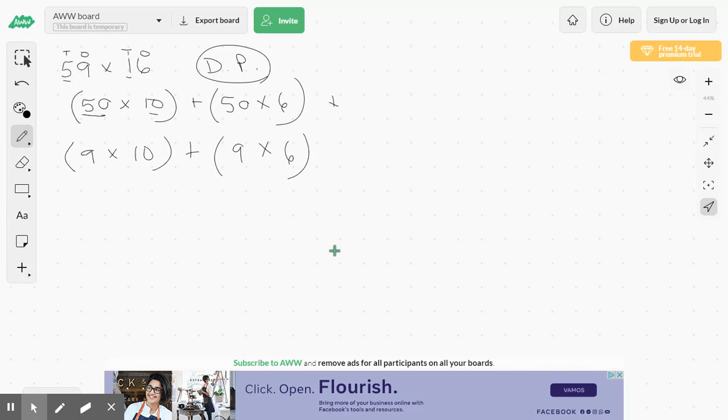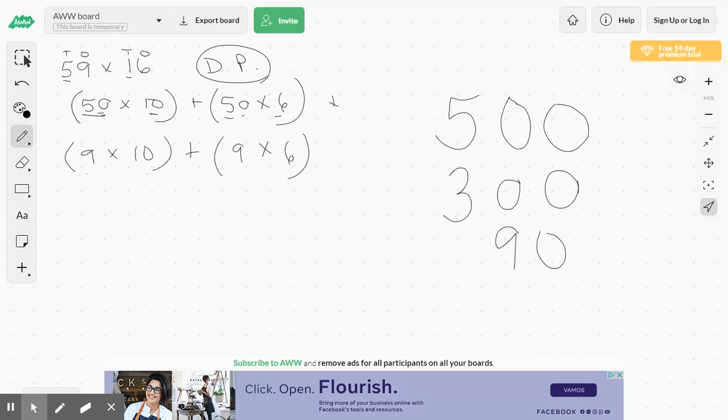I know that 5 times 1 is 5, and I see that there's a 0 here and a 0 here. So that's 2 zeros, so I'm going to place down 2 zeros. Then in my next one, I see that this is 50 times 6. 5 times 6 is 30, plus I've got 1 0, so here's my 30, plus the 1 0 is 300. 9 times 10 is 90, and 9 times 6 is 54. So these are all my partial products.